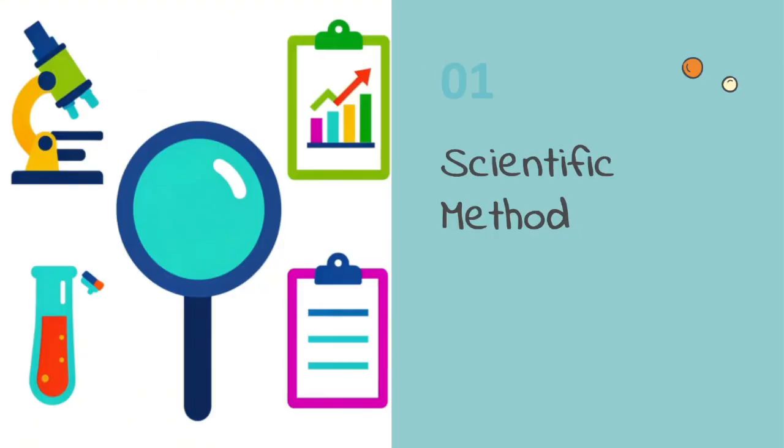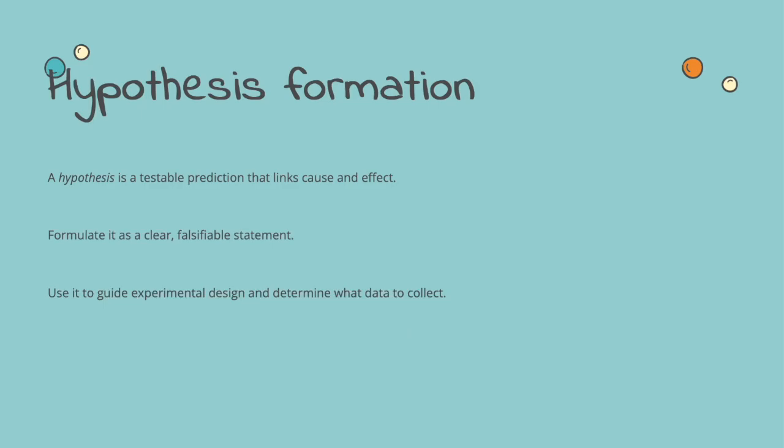Number 1, the scientific method. How to form a hypothesis? Well, what is a hypothesis? It is a testable prediction that links cause and effect. It formulates a clear and falsifiable statement. It's used to guide experimental design and determine what data to collect. It's usually in the format of if-then.